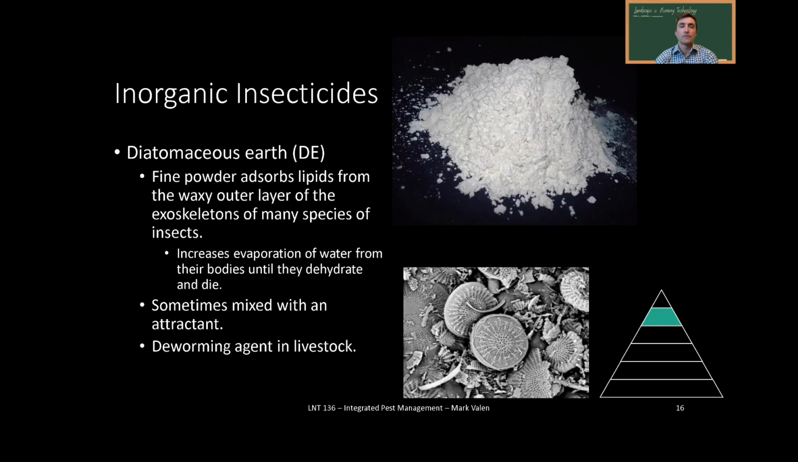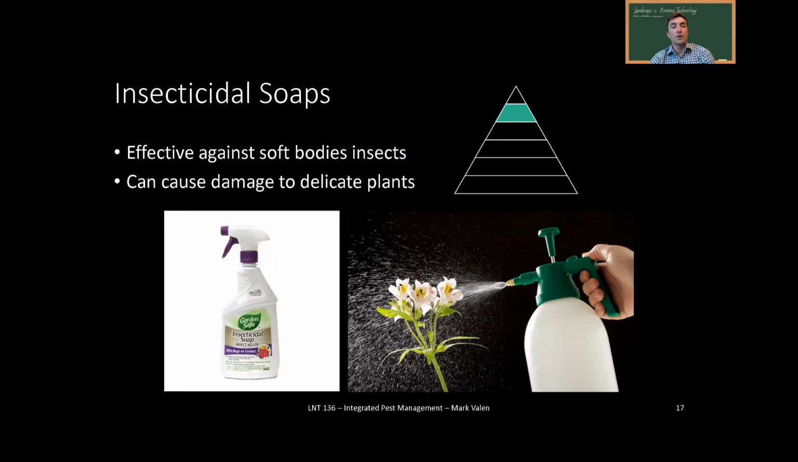And then we have insecticidal soaps. These are products you can buy. They can either be organic or inorganic, usually relatively safe. They're generally effective against soft-bodied insects, and they can cause damage to delicate plants. And I recommend using caution here. Remember my advice, try the water without the soap first and see if that does the same thing as the soap itself. It could be that just that spray of water is the thing actually doing the majority of the work.